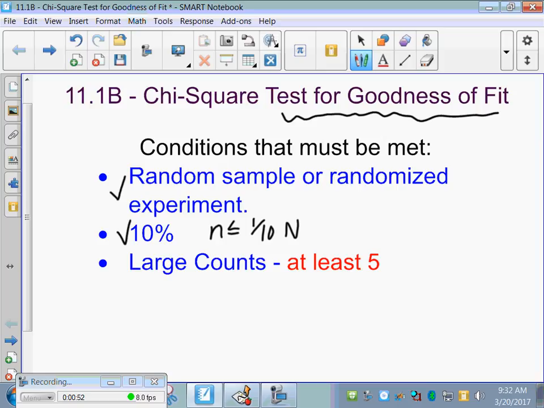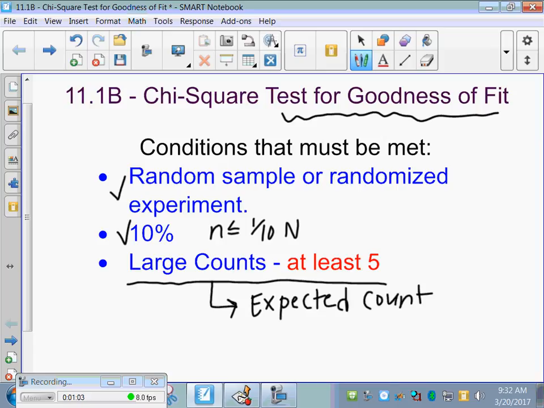Large counts has to be at least 5, and where a lot of people mess up on the AP test is they use observed counts instead of expected counts. You have to use expected counts. So for example, if you were doing the rolling the dice problem, and I was rolling it 60 times, and all the expected counts were 10 for every single one of those numbers. There are 6 numbers, so every single one is 10, which is greater than or equal to 5, so you'd be good to go. So don't forget, use expected counts when you do large counts.